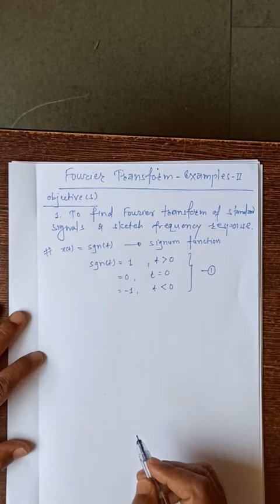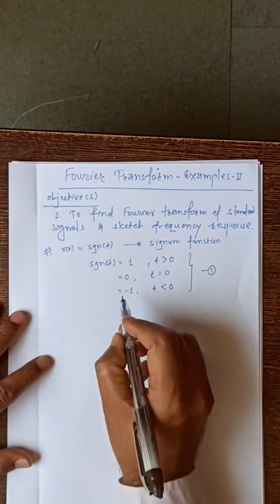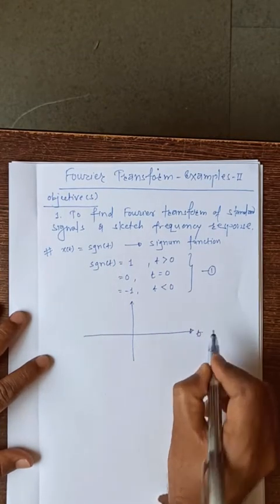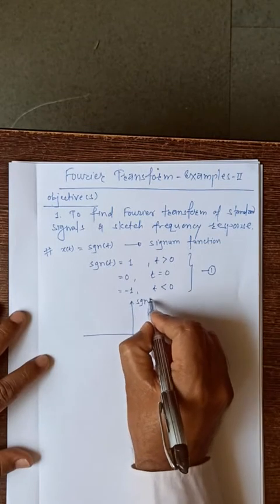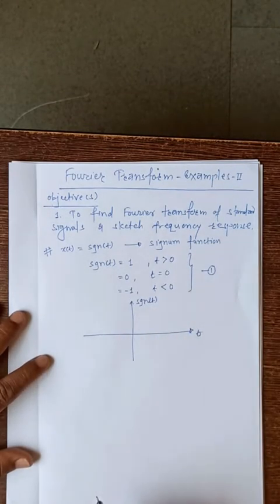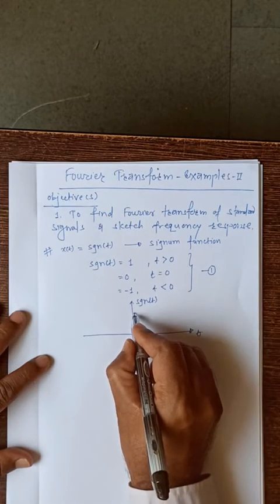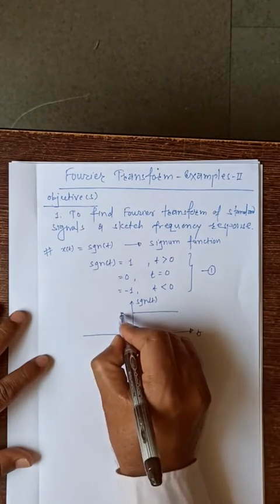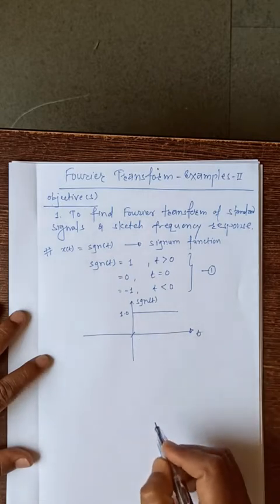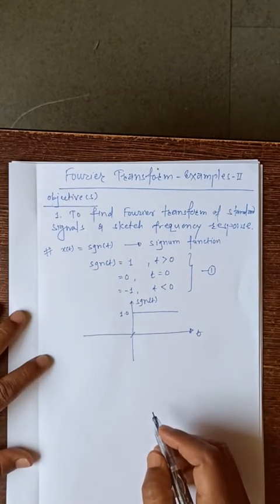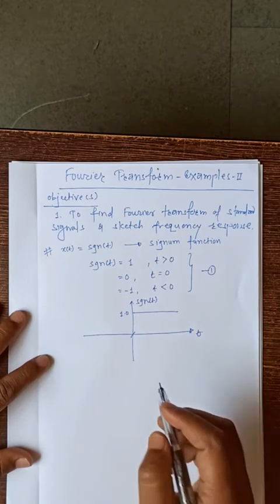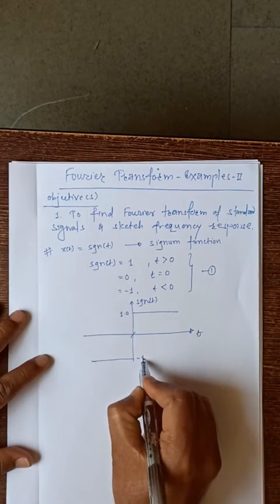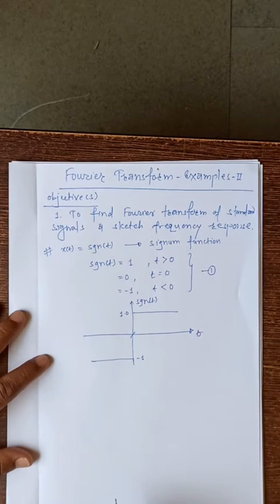So we'll sketch this signal as follows. This is the time axis t, and this is sgn(t). It is equal to 1 for the values of t greater than 0, so it will go towards infinity with its value equal to 1. At t equals 0, it is equal to 0. And for the values of t less than 0, it is equal to -1. So this is sgn(t).